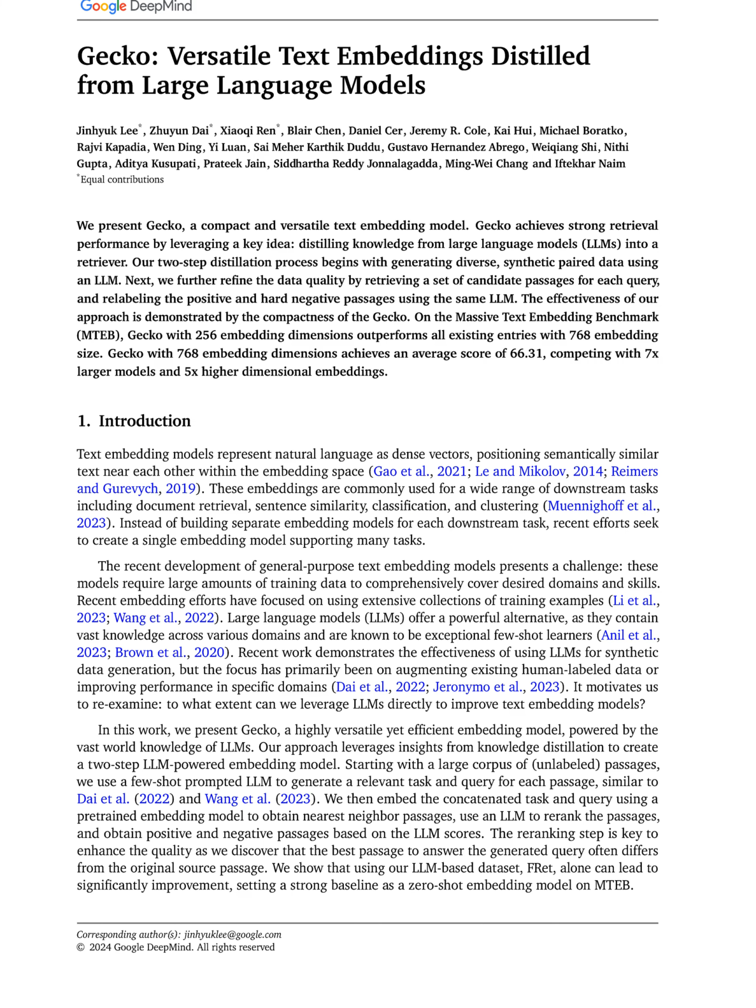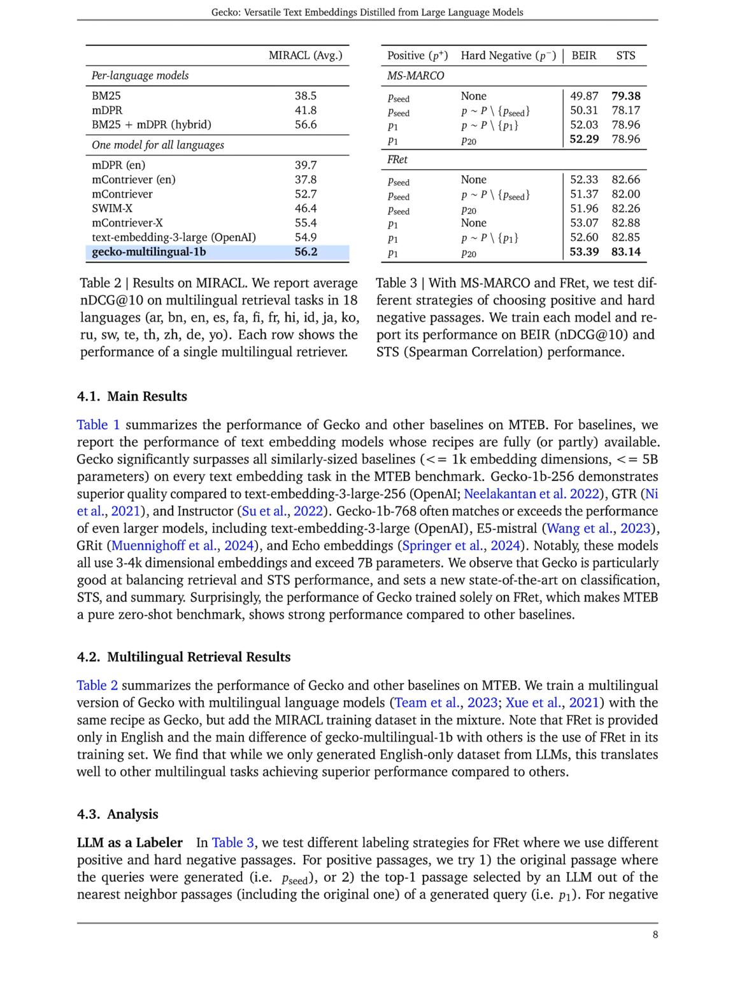Gecko performs exceptionally well on the MTEB benchmark compared to other models with different embedding dimensions and model sizes. Specifically, Gecko-1b, with 768 dimensional embeddings, achieves the best performance on the MTEB benchmark among models with compatible embedding dimensions and model sizes. It often outperforms other systems that use either larger base models, 7b, or higher dimensional embeddings, 1K to 4K, even when trained solely on the LLM-generated FRET dataset, making MTEB a pure zero-shot benchmark.